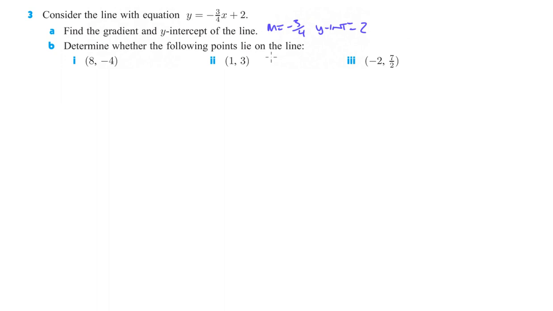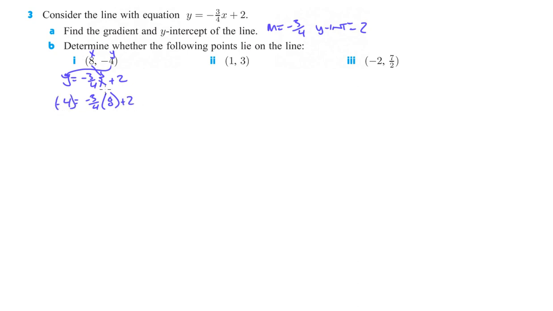Determine where the following points lie on the line. Okay, so really this here isn't really going to help us with that. What we want to do with these is plug 8 in for x and negative 4 in for y to this and see if it works. So again, our equation is y equals negative 3/4 x plus 2. This 8 is going to go in for the x, and this negative 4 is going to go in for the y. So does negative 4 equal negative 3/4 of 8 plus 2?